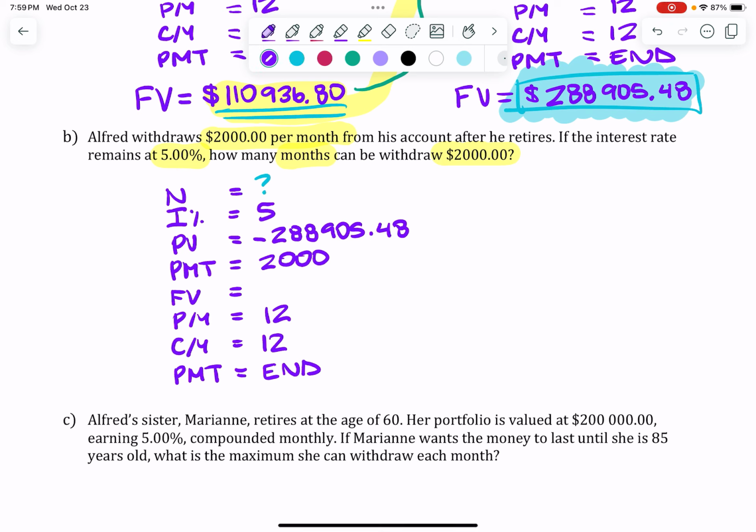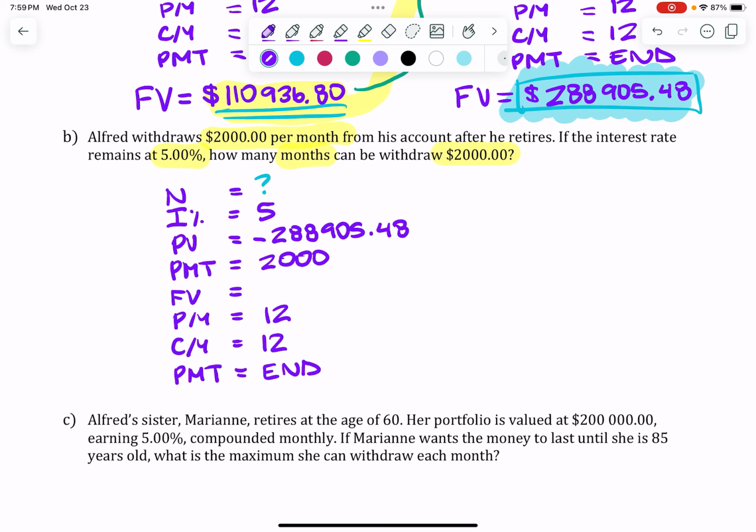Now, some of you might be looking at this and thinking, okay, but what's FV? How do we plug that in? Let's just think about it. This is Alfred's retirement savings plan. We know Alfred's no longer putting in more money, because Alfred's not working anymore. He's not getting any more money from anywhere else. He's just taking money out to live off of.